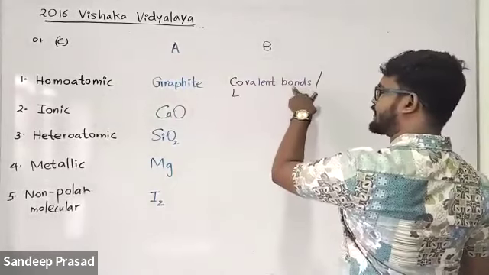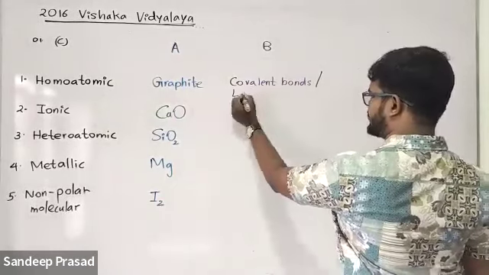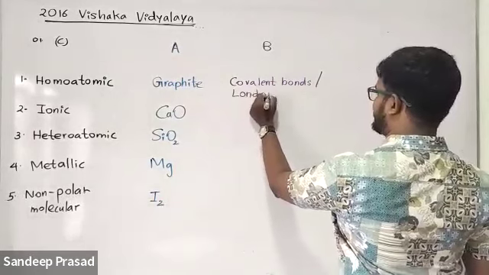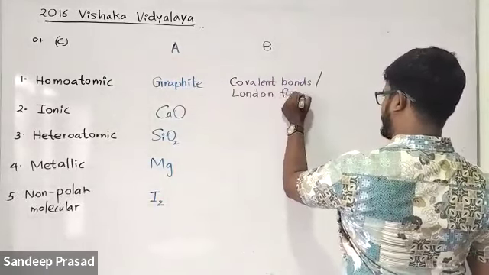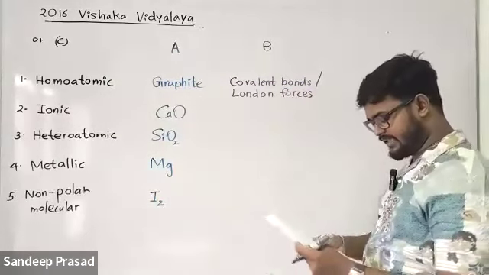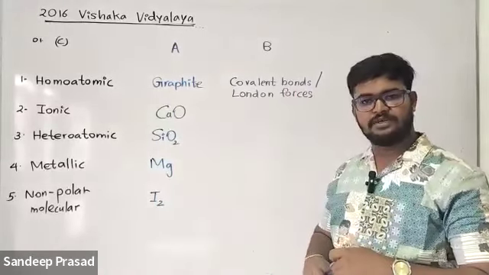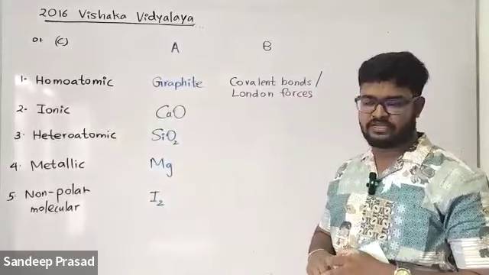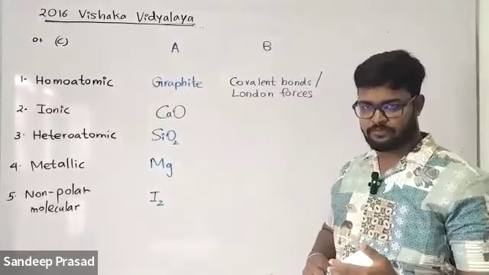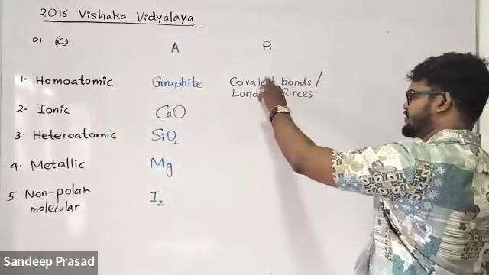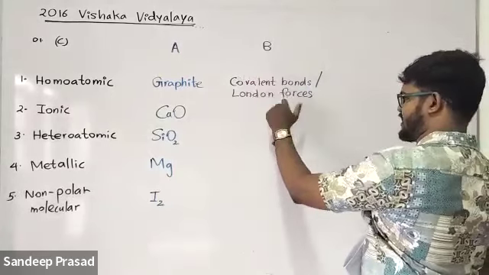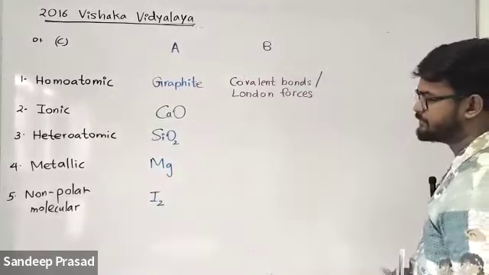So intramolecular interactions are covalent bonds, and intermolecular interactions are London forces. Therefore, we can consider both of them because they have given interaction of particles. They haven't mentioned whether it is primary or secondary. We can include both of them. So the primary interaction is covalent bond and the secondary interaction is London forces, right?